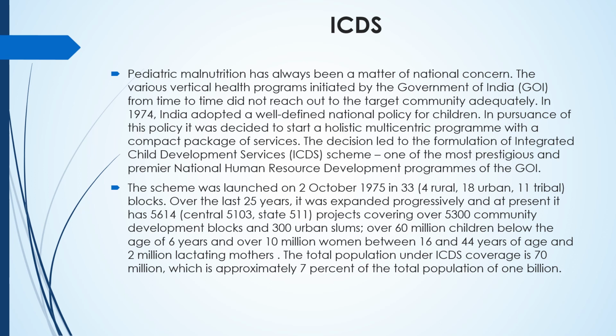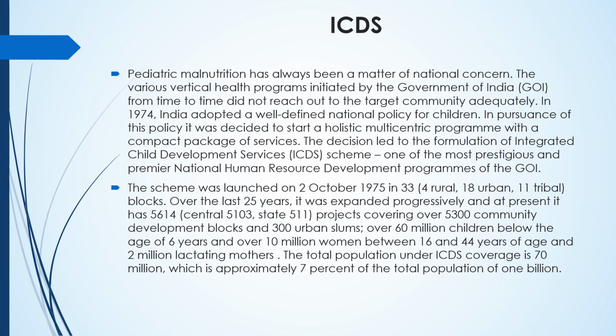So firstly, we will discuss what is ICDS, that is Integrated Child Development Scheme. This is to address pediatric malnutrition, means to reduce the number of malnutrition cases in India. The vulnerable cases are at the preschool age, that is 1 to 3 years of age, who are more vulnerable to malnutrition. In order to reduce that, these programs are being implemented.